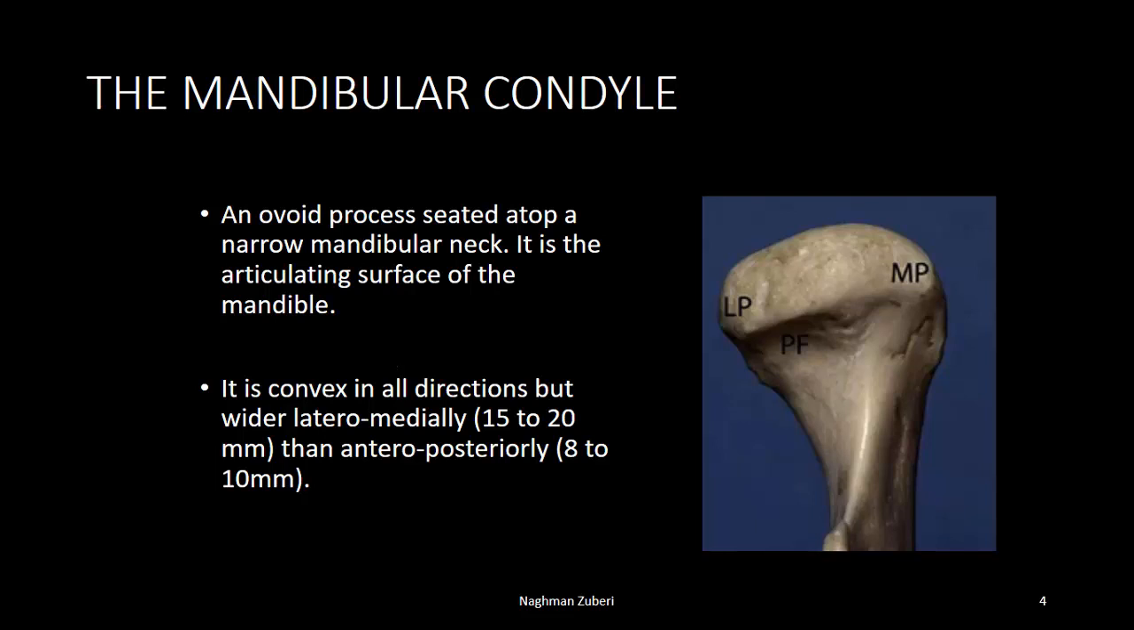This is the mandibular condyle. It is an ovoid process which is on the top of the condylar neck, and it is convex in all the directions. This is the lateral pole, this is the medial pole. It is thicker or wider in the lateromedial direction as compared to anteroposteriorly. This is the pterygoid fovea where external pterygoid or the lateral pterygoid muscle is attached.